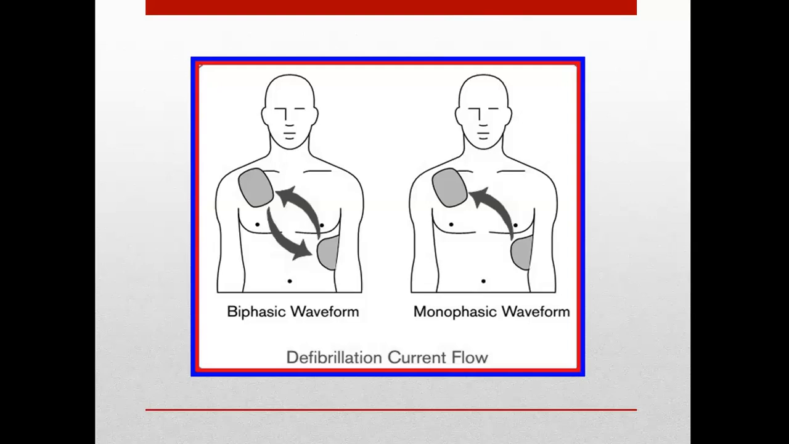Okay, so this is just an example of how this works. So monophasic waveform, so we go from one pad to the other. Biphasic, it makes a circle. Okay, so we go from one pad to the other and back. So it creates a current flow.